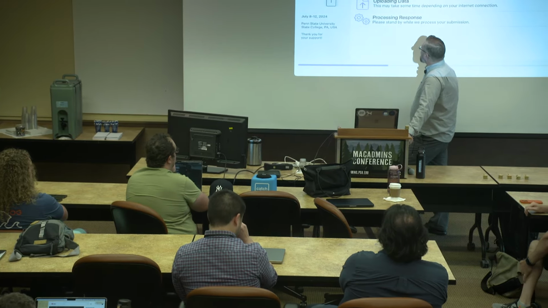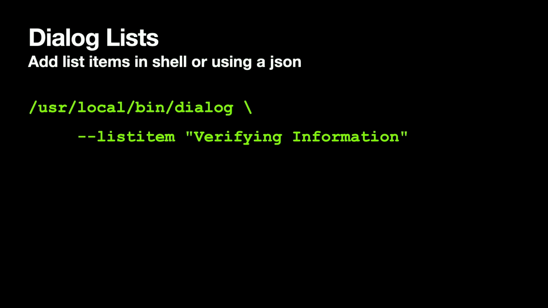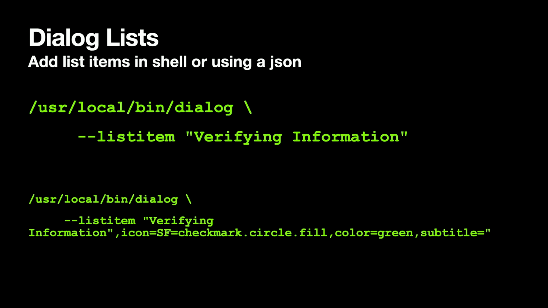Okay, so this is what a dialog list view looks like. This is the same example I showed earlier. And the way you define what items show up on that list is by telling swiftDialog I have a list item, and this is the display name I want for that list item. And if you want it to look nicer than just having a display name, you want to add an icon with a certain color, you want to add a subtitle with additional text, whatever. You do that this way.